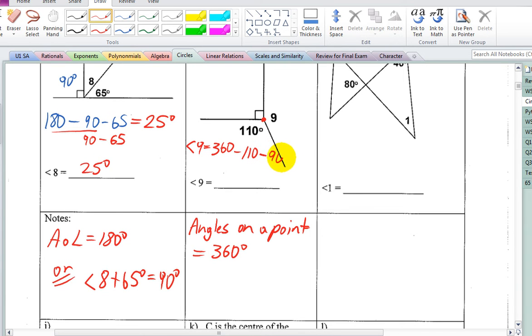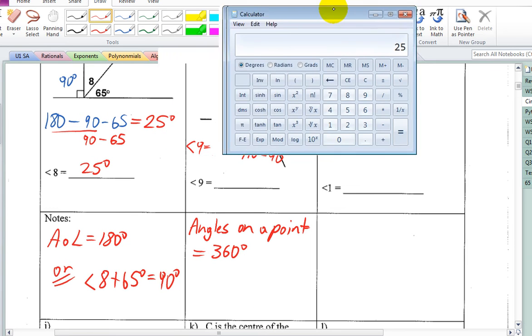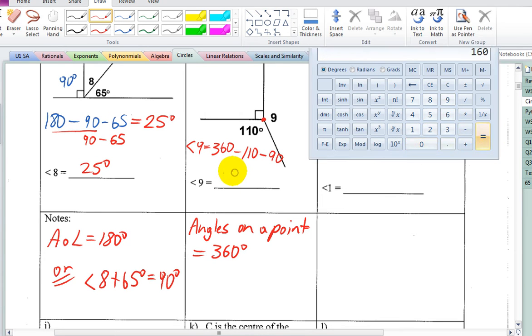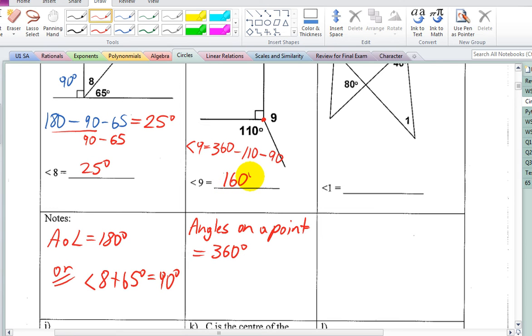90. Okay, the angle we don't have to write, but we can show you with the symbol. So simply go to your calculator or in your head if you're better than me. And we get 160 degrees. Okay. Any questions?